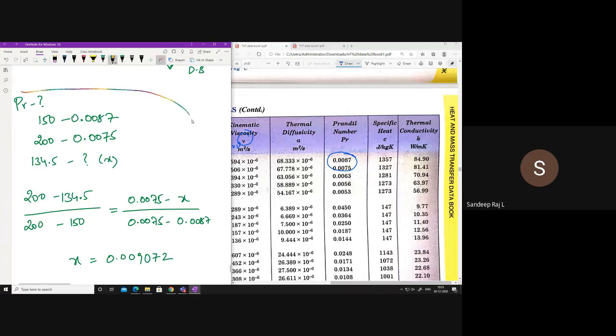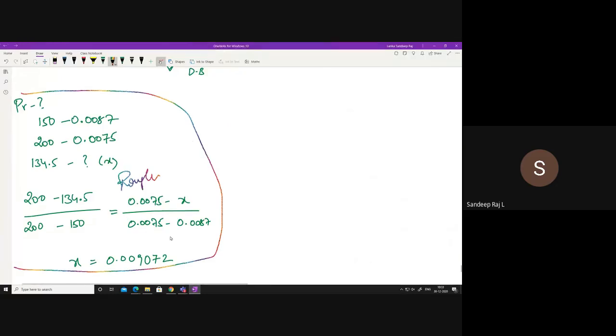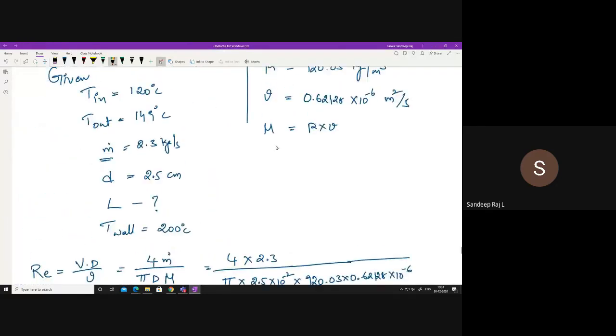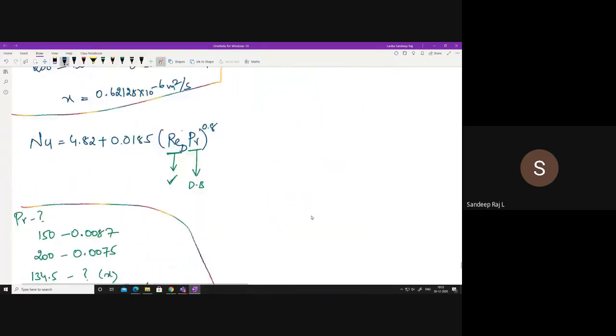Again, this is rough work. The Prandtl value you got is 0.009072. Now that you have the Prandtl value, you can go to the calculation of the Nusselt number.